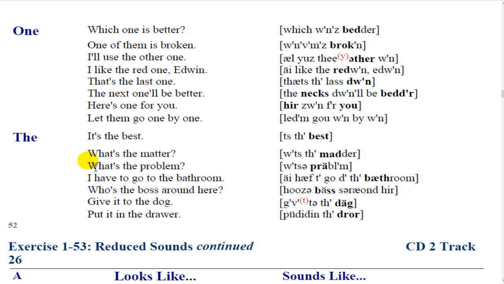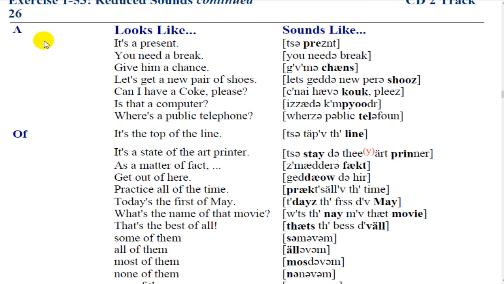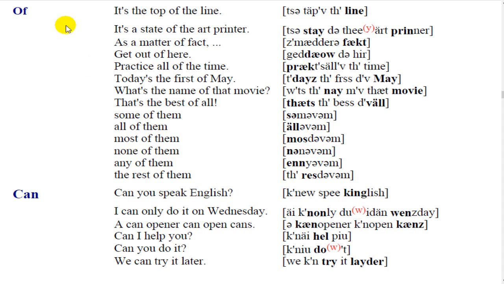It's the best. What's the matter? What's the problem? I have to go to the bathroom. Who's the boss around here? Give it to the dog. Put it in the drawer. It's a present. You need a break. Give him a chance. Let's get a new pair of shoes. Can I have a Coke, please? Is that a computer? Where's a public telephone? It's the top of the line. It's a state-of-the-art printer. As a matter of fact, get out of here.